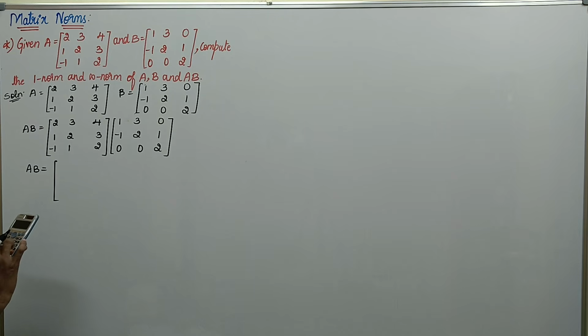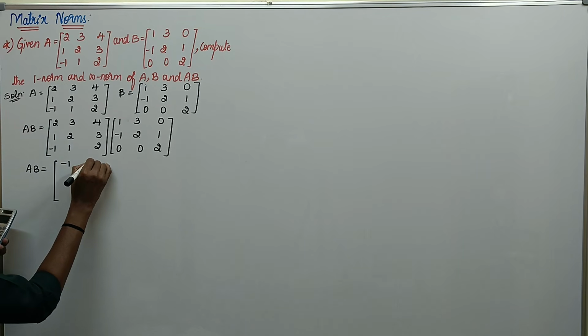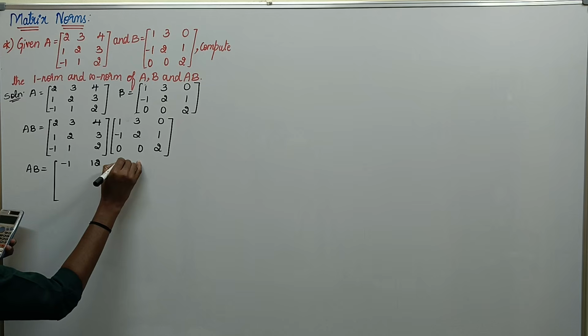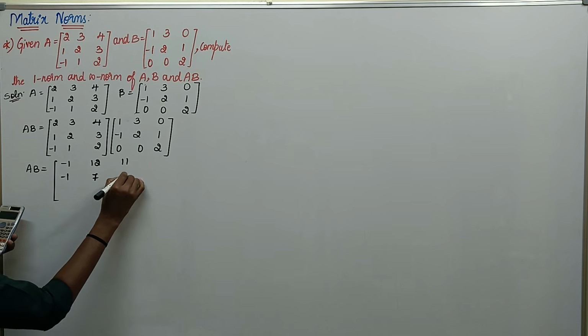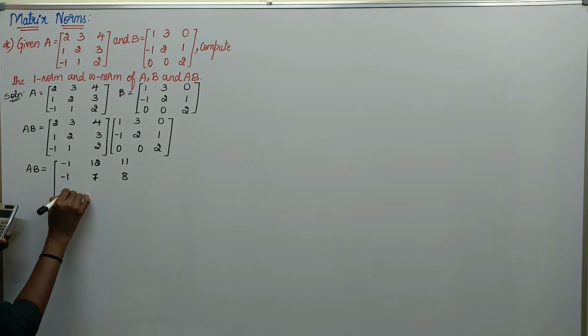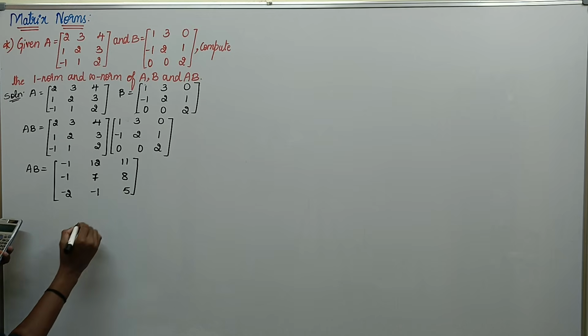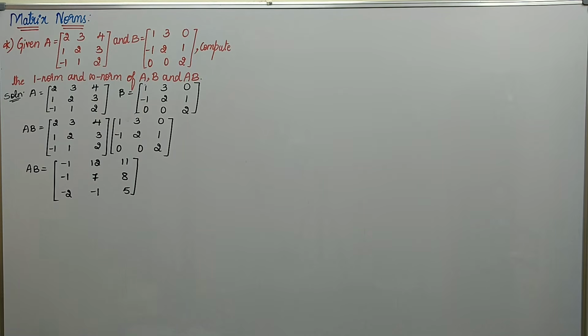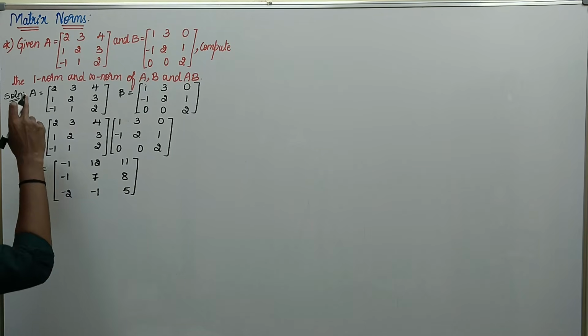If you give the values, you get A cross B: minus 1, 12, 11, minus 1, 7, 8, minus 2, minus 1, 5. This will be the A into B matrix, that is minus 1, 12, 11, minus 1, 7, 8, and minus 2, minus 1, 5. Considering this set of matrices, now we are going to find the one norm.